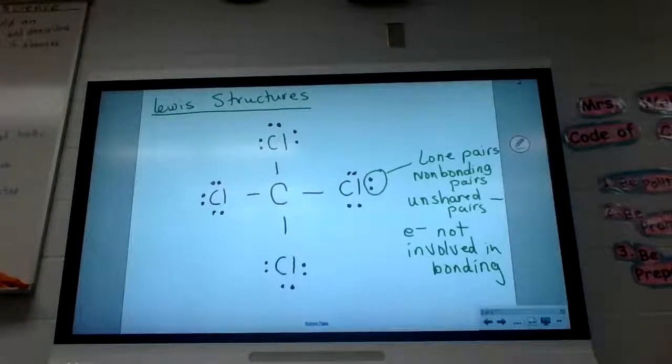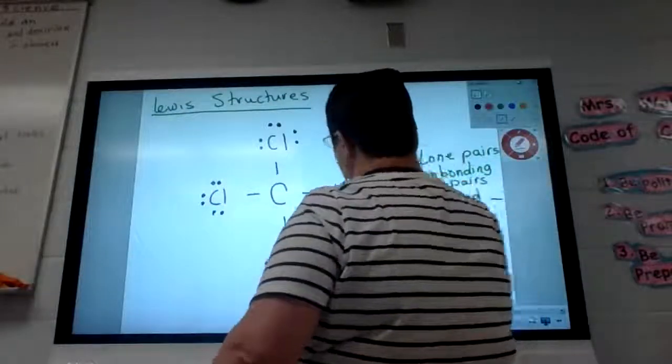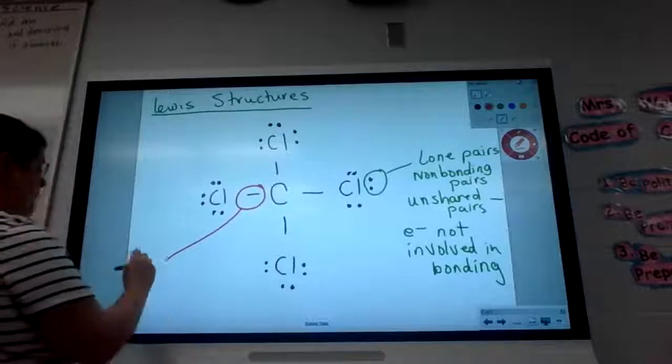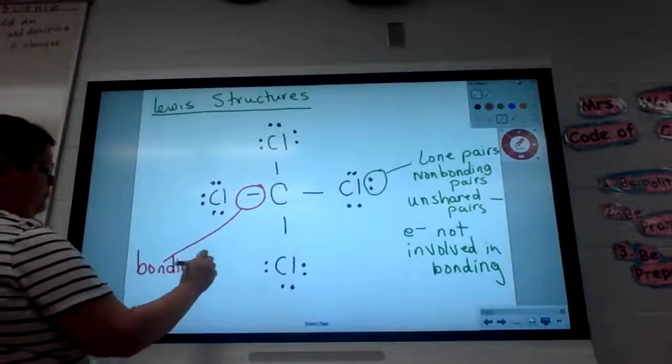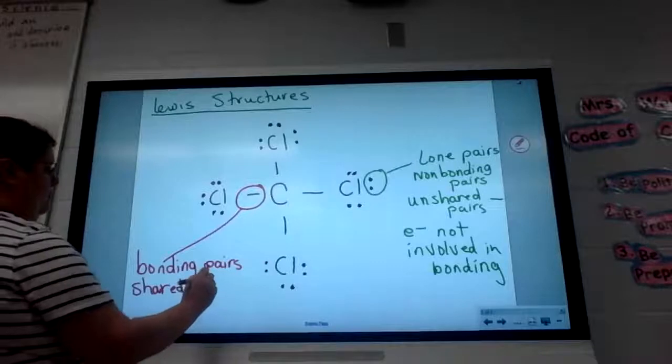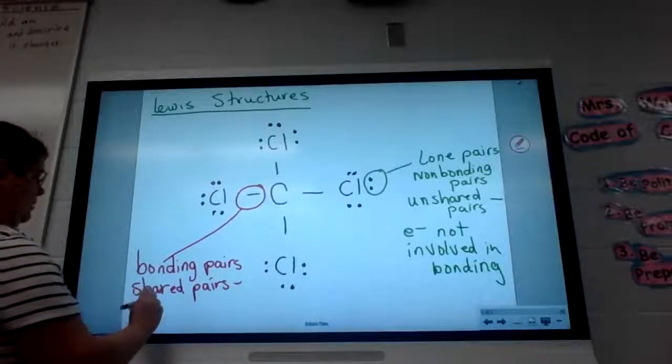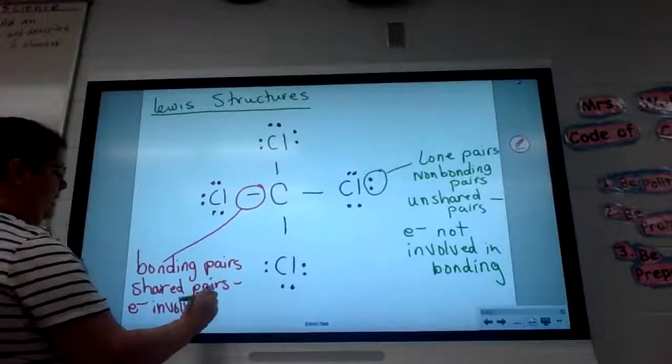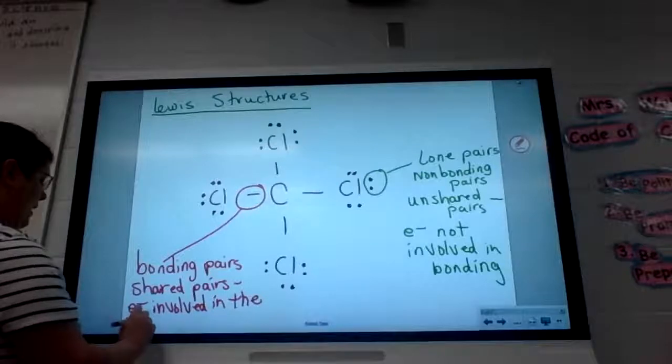All right. There are electrons not involved in the bonding. Any of those dots, anything that's drawn as a dot, is called a lone pair, or a non-bonding pair, or an unshared pair. I will call it lone pairs most of the time. Now, that means the lines have a different name. All right, the lines are called bonding pairs and shared pairs. Okay, they're electrons involved in the bond.